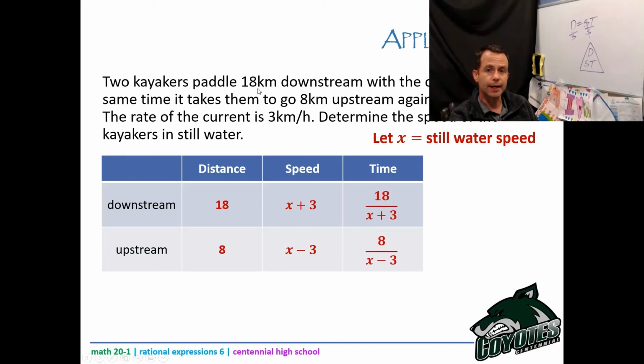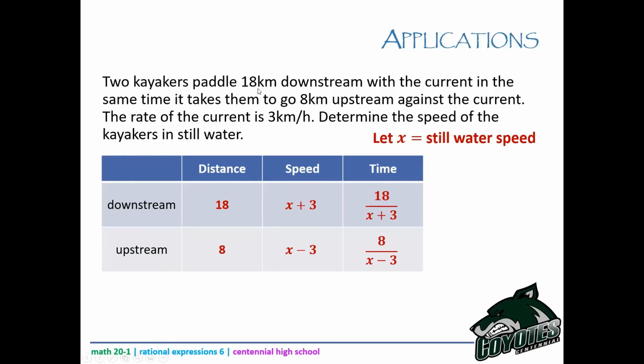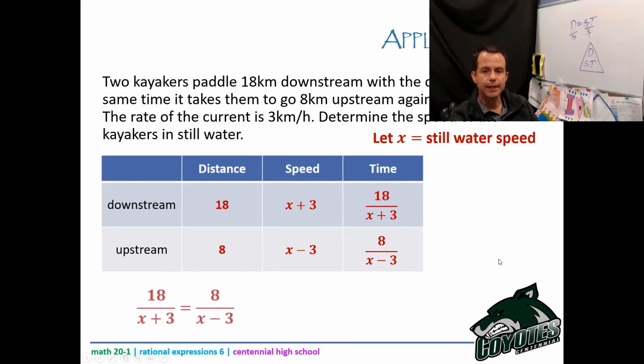And for this guy, I'm just going to hide myself for a second so we can read this question again together. For this guy, it's right here, the same time, okay? So this guy equals this guy. There's the equation that I'm going to work on, okay? So 18 over x plus 3 equals 8 over x minus 3.